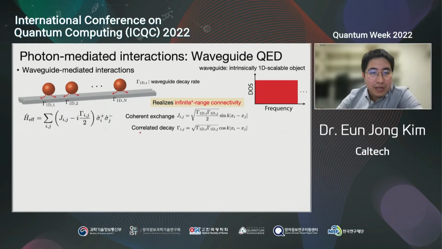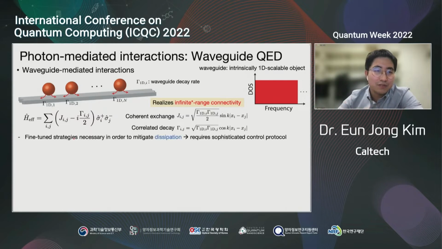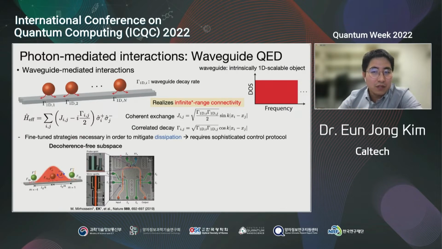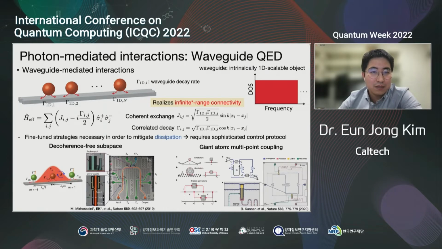Here, the diagonal components of the correlated decay basically correspond to the self-decay of the qubit to the waveguide, which is always present. And therefore, there is a need for fine-tuned strategies to avoid quantum information from dissipating into the waveguide channel, either by only utilizing subradiant entangled states inside a decoherence-free subspace, or by killing off dissipation by multipoint coupling to the waveguide, known as the giant atom.